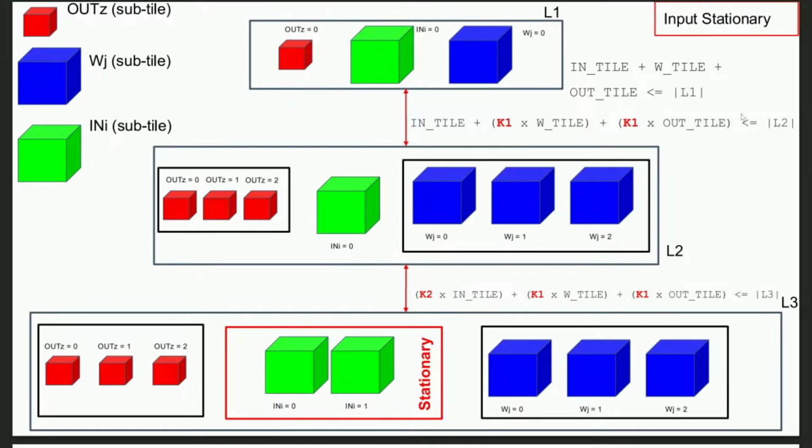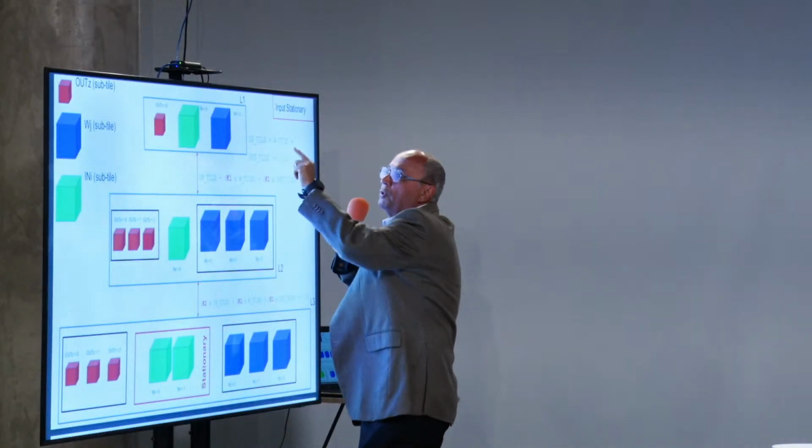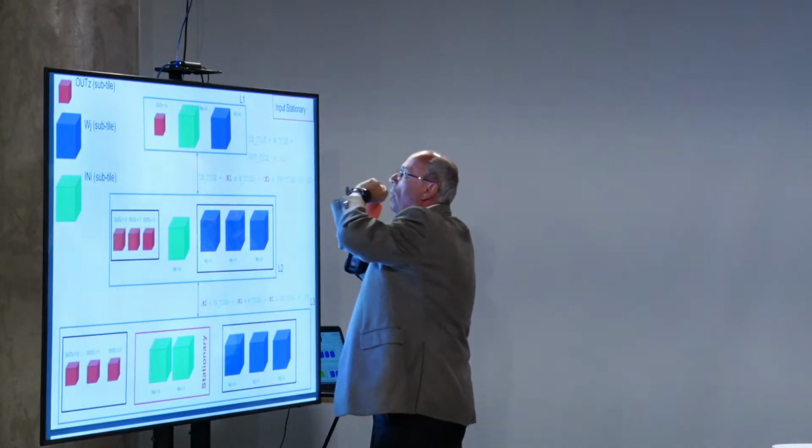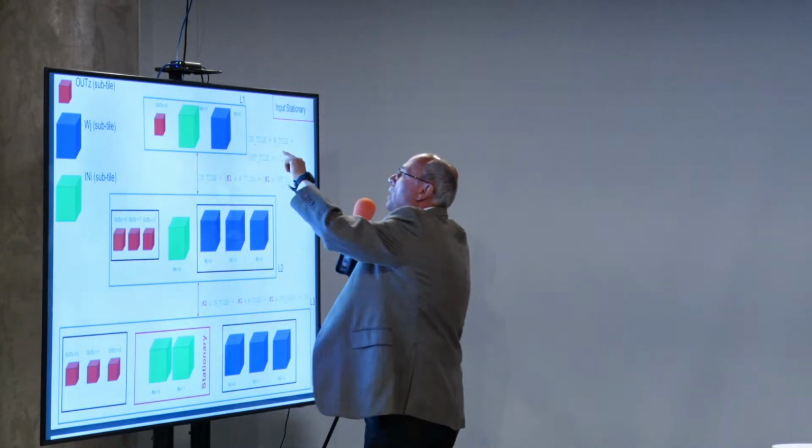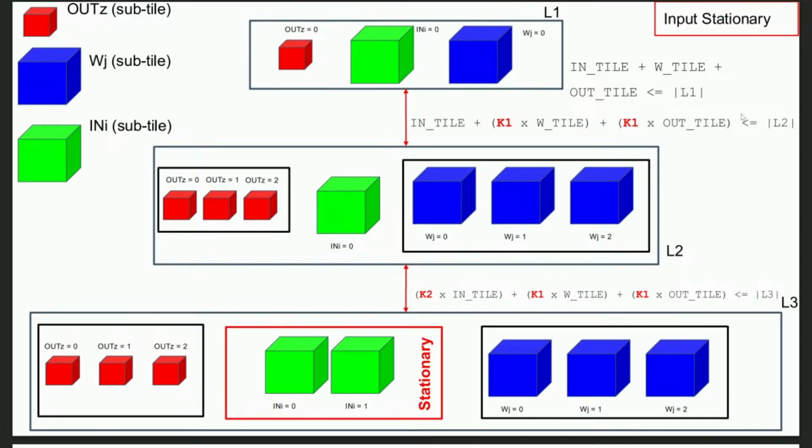All right. So there are a bunch of equations associated with this. Mostly what you have to ensure is that the size of the input tile, this green one, the size of the weight tile, this blue cube here, and the size of the output tile are smaller than the size of L1 with a little margin, right? Because somehow things get polluted, and you want to have just this little margin. So we have this equation which constrains L1, a similar equation which constrains L2, and a similar equation which constrains L3. So your optimization problem is, I want to find K1 and K2 such that you satisfy this, okay? So your tiling algorithm will basically find K1 and K2 for that.